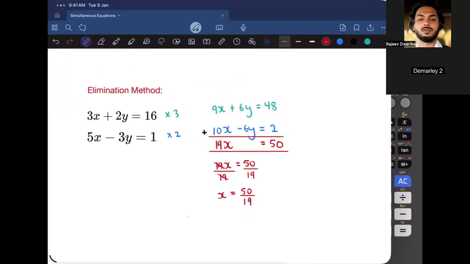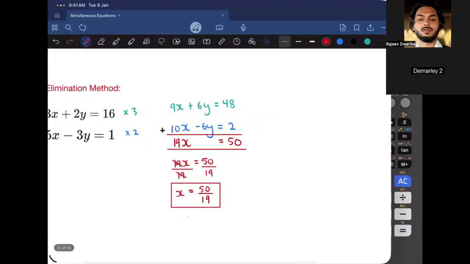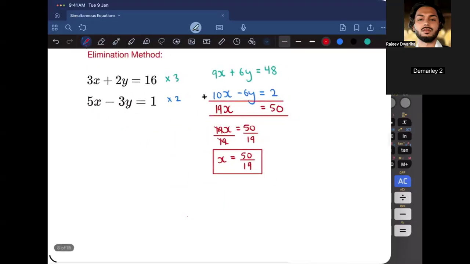Now, which equation do you want to use to find the y? You could use any one of the equations. You could use this, or this. I recommend using the original ones. Let's use the second one. Bear with me, it might get a little complicated. Anywhere I see x, I'm going to replace x with what? 50 divided by 19.